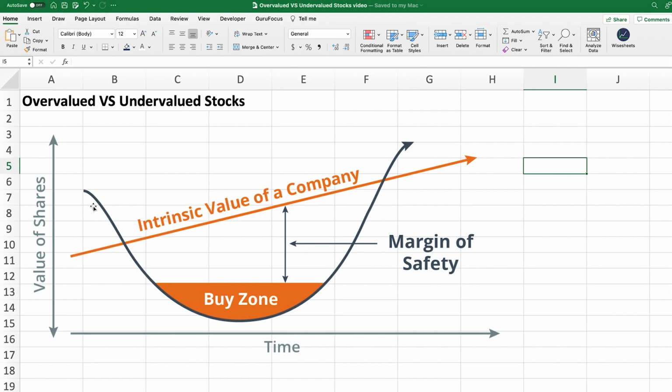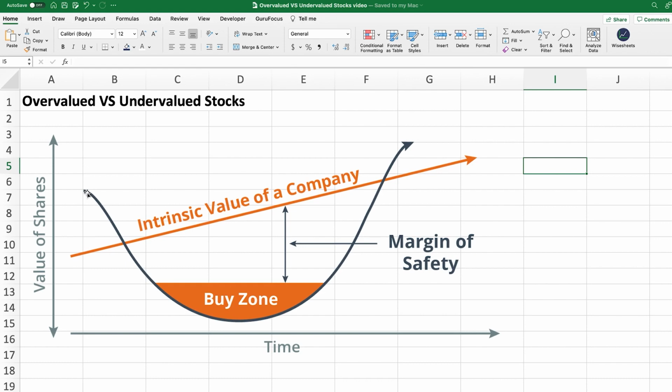And what you see right here is the market price of the company. This is the price at which the stock or the security is currently trading at. As you can see, over time this can really fluctuate, and you can see a real difference between the intrinsic value of a company and the market price. Here in this case, the market price is very high relative to the intrinsic value.